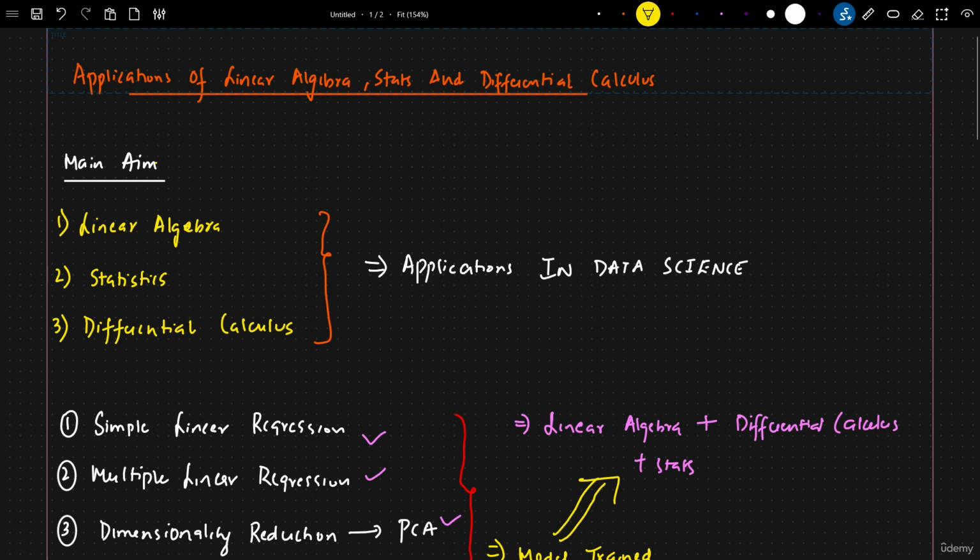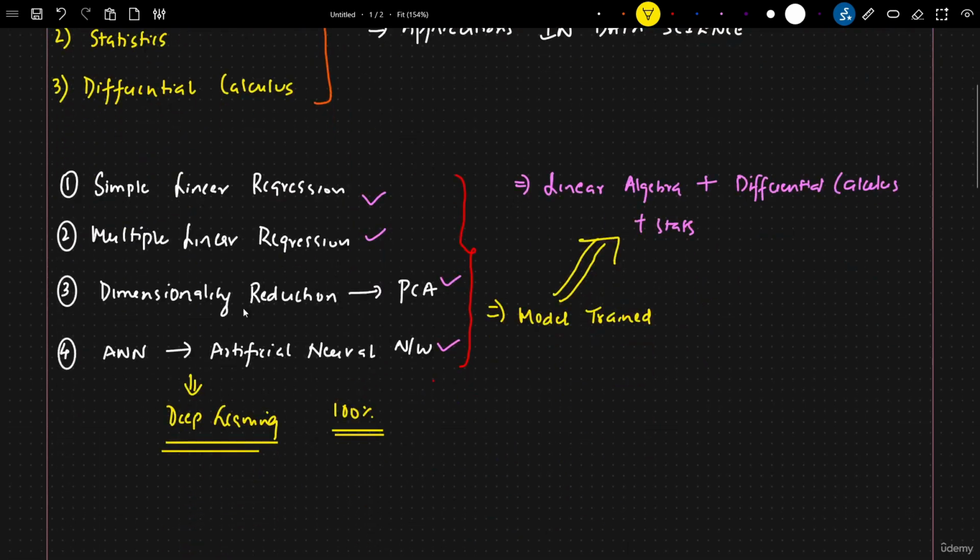As you go ahead, you will be seeing all these algorithms. Specifically, we'll be discussing in depth, with respect to all these algorithms, how these algorithms are actually trained.